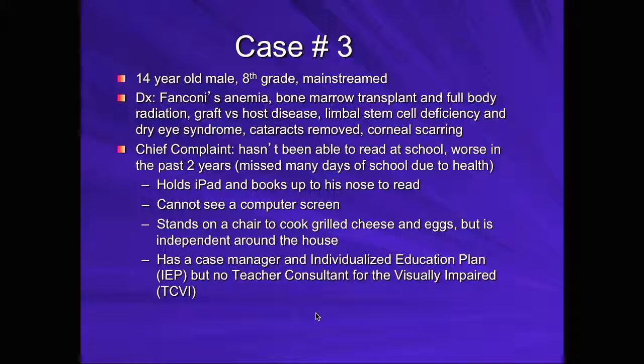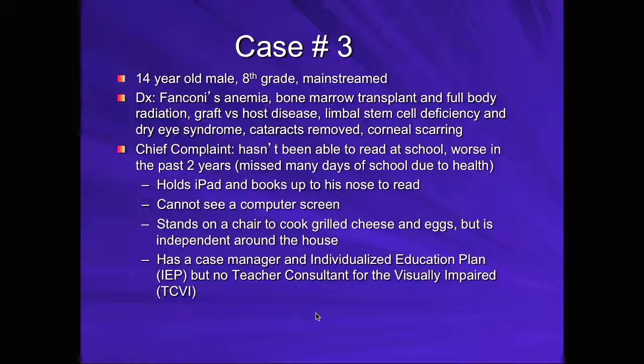He'd had a bone marrow transplant and graft versus host disease following that. He has cataracts removed and corneal scarring. So it's a disease that affects young people as well, giving them cataracts early on. So he hadn't really been able to read at school, and his attendance at school had been off and on for the previous 2 years because he'd missed so much for his other health issues. He couldn't see a computer screen anymore.